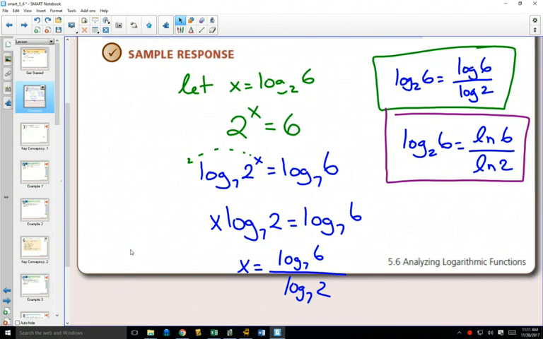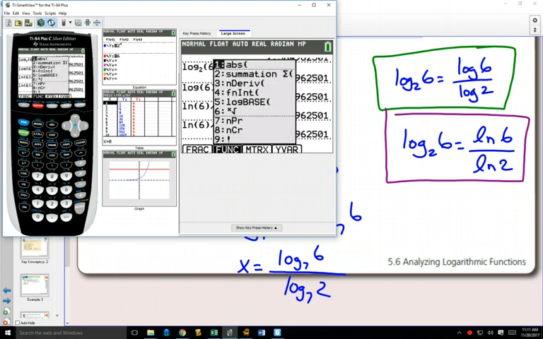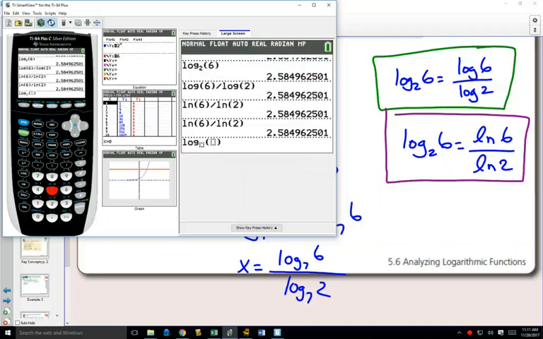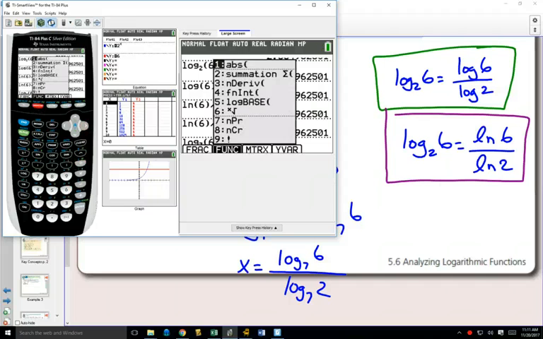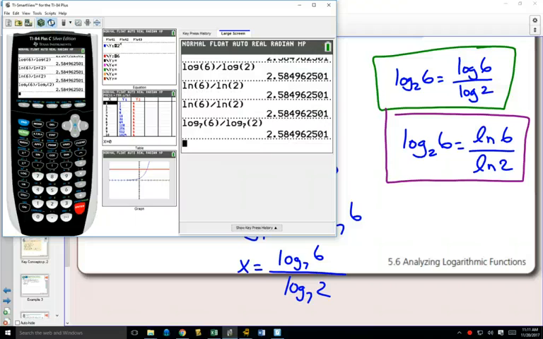Let's check if this is the same answer. Do you think it's going to be the same? Yes. Okay, let's see. So we got log base 7 of 6 divided by log base 7 of 2. Push enter, and sure enough, it also is the same.